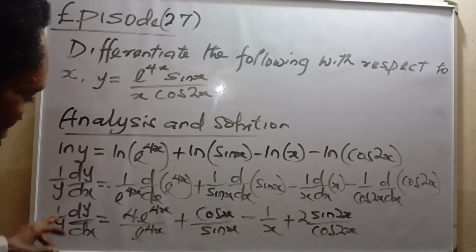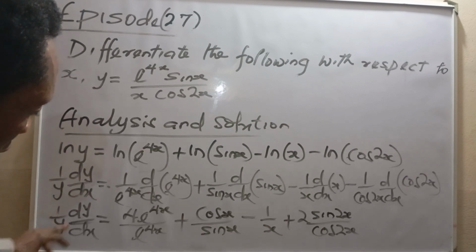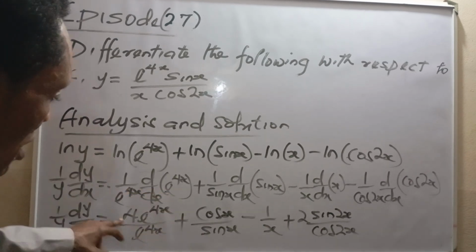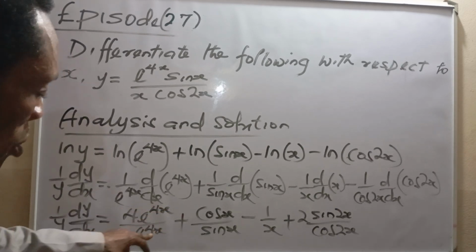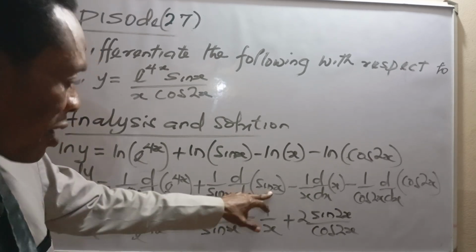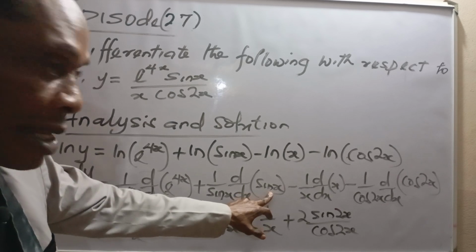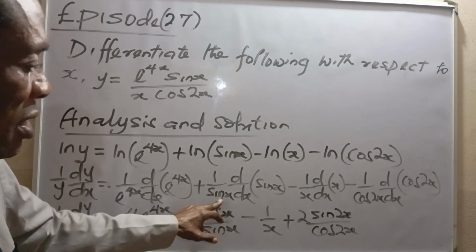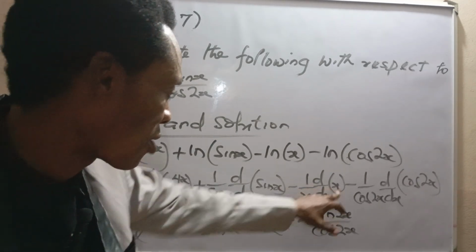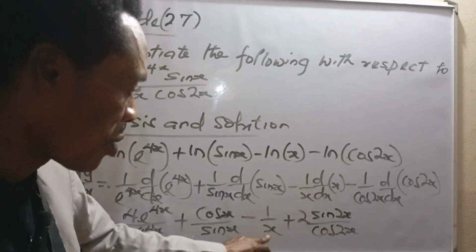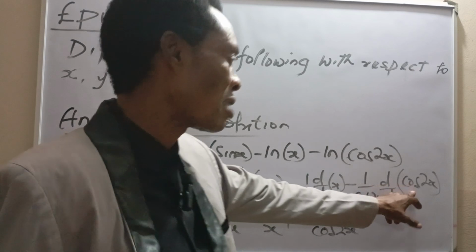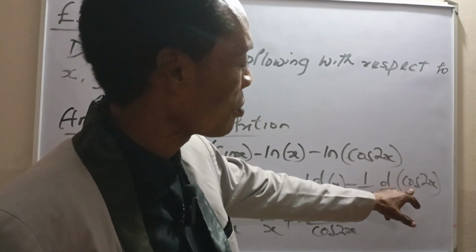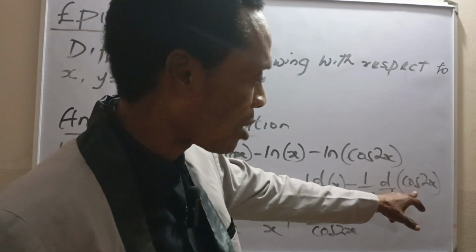So here we have the reciprocal of y, dy ds, equal to what? The differentiation of this is exponent 4s all over exponent 4s, plus the differentiation of sin s, and that is cos s all over sin s. Then minus the differentiation of s, which is 1. 1 times 1, that's the reciprocal of s. Plus, then the differentiation of this one will give you minus sin 2s.